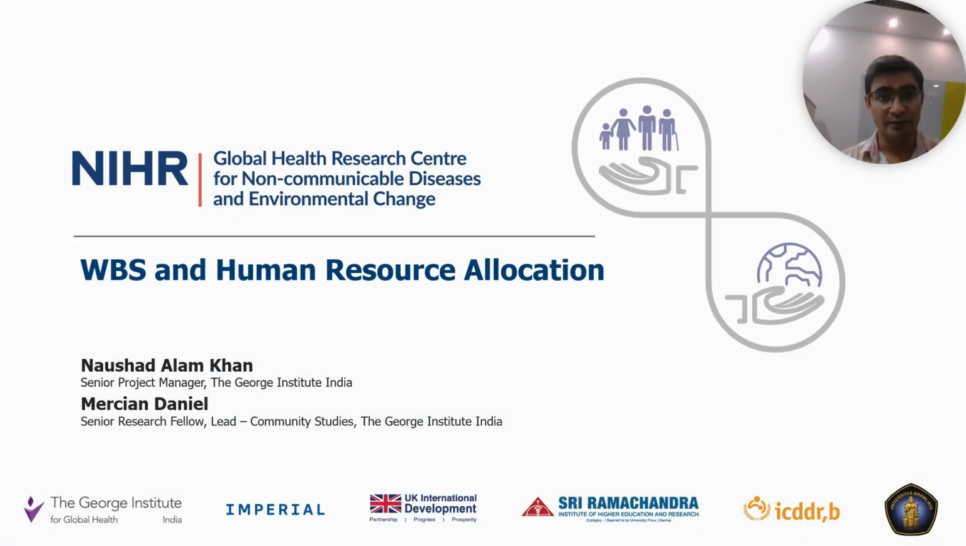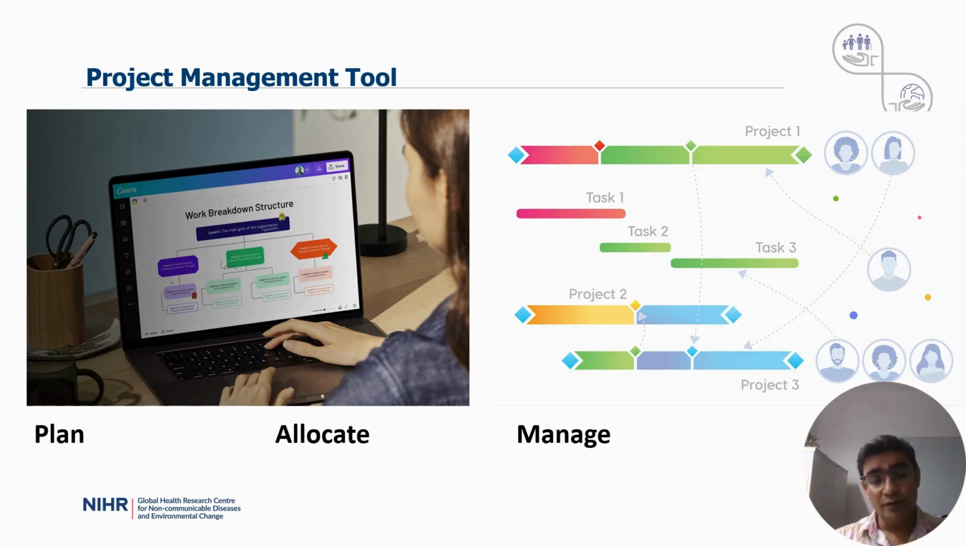Hi everyone. With the continuance of our previous discussion on simple project management tools, now I will take you through two essential elements of a successful research project, and that is work breakdown structure and resource mapping, with a special focus on human resource.